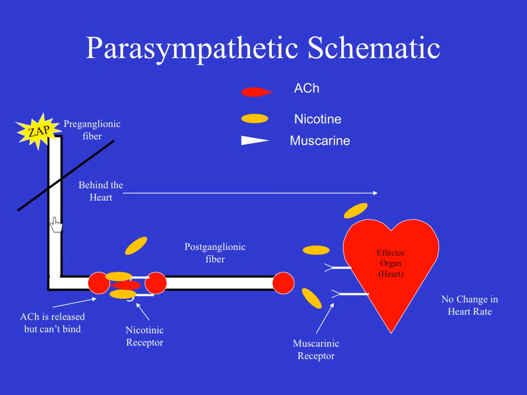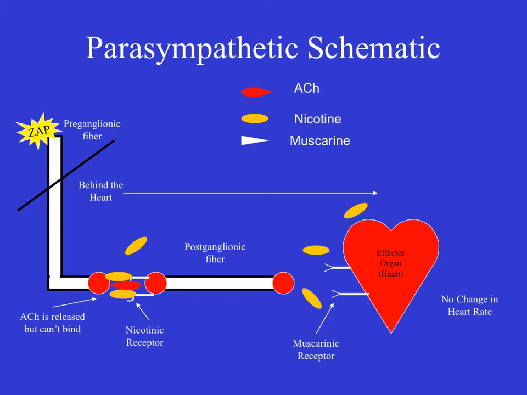We zap, action potential comes down. Does acetylcholine come out? Yes. Acetylcholine comes out, and acetylcholine can't do anything. It lasts for a little while, a second or two, and then it's gone. So can we get anywhere else past this? No. So nothing else is going on here, and so no change in heart rate.